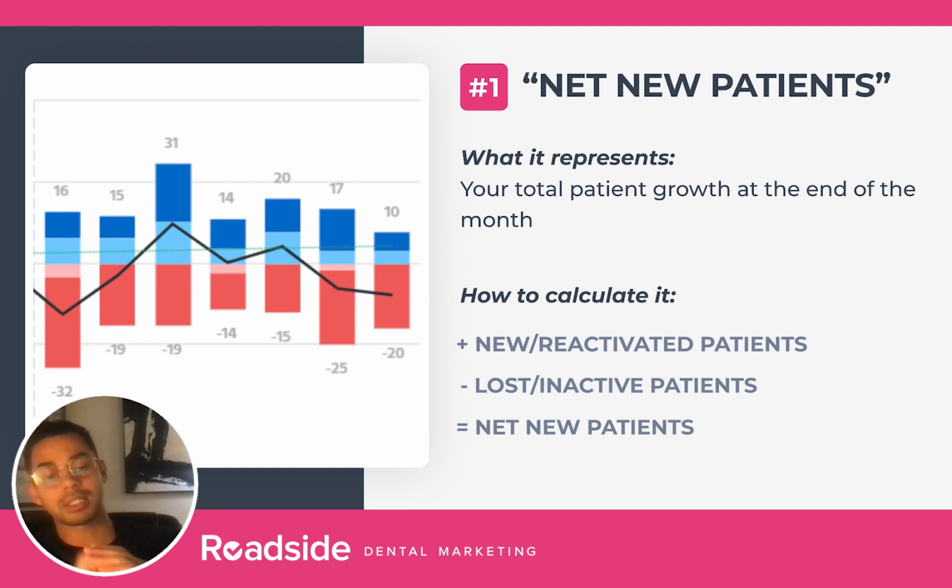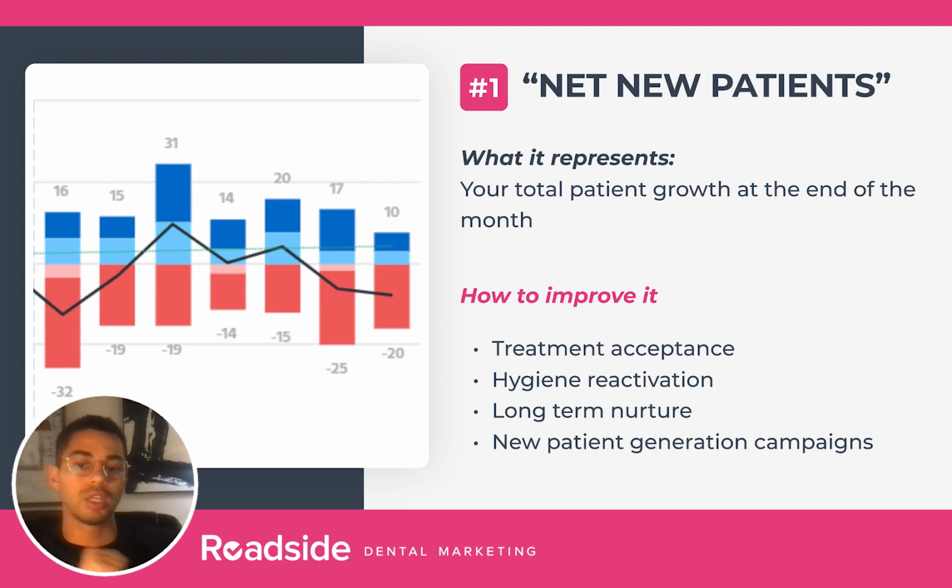So if you are in a situation like that, there's a few things you can do to improve it. One is reactivation campaigns, right? This might be treatment acceptance, where you're reactivating people with unaccepted treatment plans, or getting hygiene patients back on the schedule. Another way is long-term nurture, right? That can be done through email, or through organic social media, where you're just staying top of mind with your patient base so that less of them slide to the inactive slot.